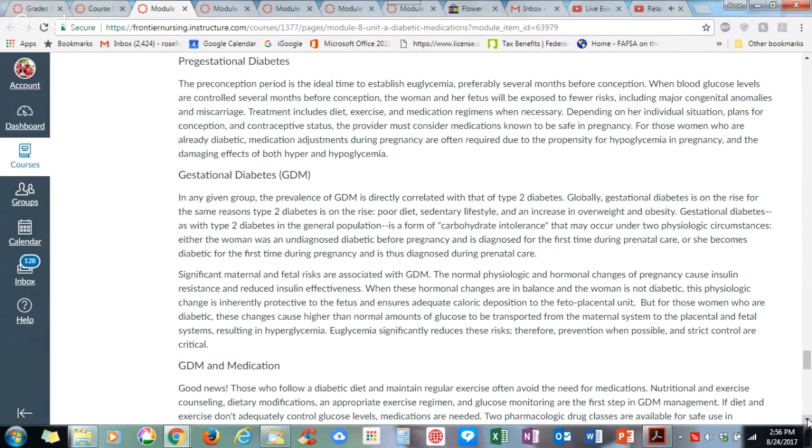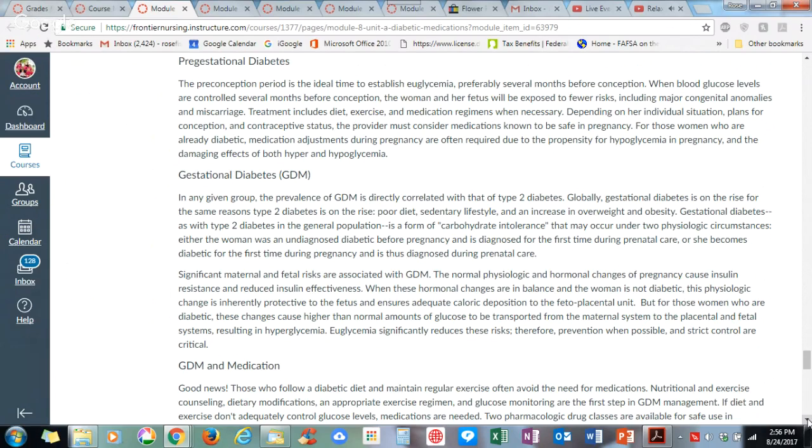Gestational diabetes. In any given group, the prevalence of gestational diabetes is directly correlated with that of type 2 diabetes. Globally, gestational diabetes is on the rise for the same reasons type 2 diabetes is on the rise: poor diet, sedentary lifestyle, and an increase in overweight and obesity.